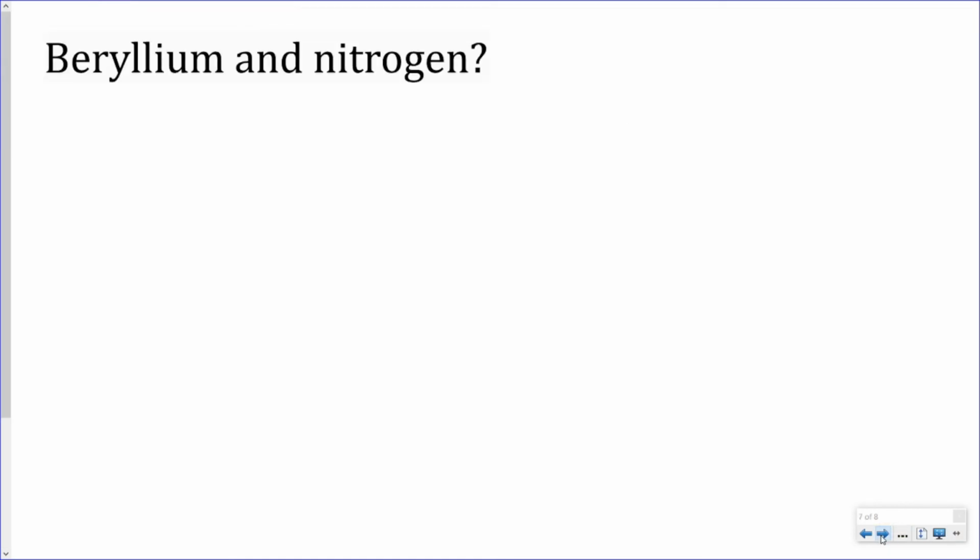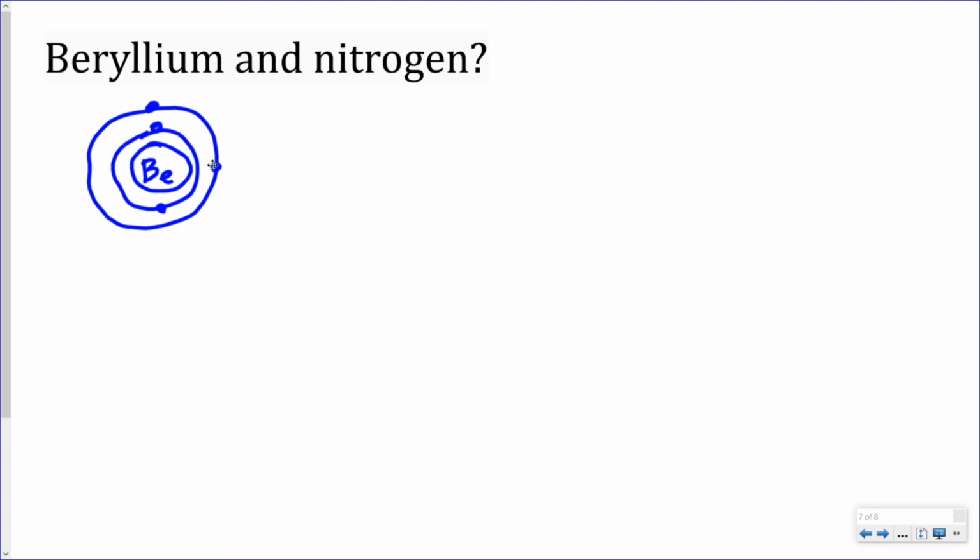All right, what about beryllium and nitrogen? So this one is the trickiest you're going to get. Beryllium is number 4, so it's got 4 valence electrons. So 1, 2 in the first, 1, 2 in the second, and nitrogen is number 7, so we will have 2 in the first and 5 in the second orbit. 1, 2, 3, 4, 5.